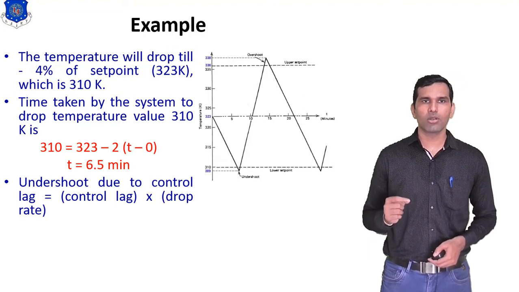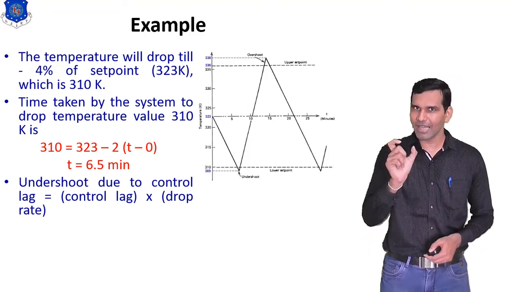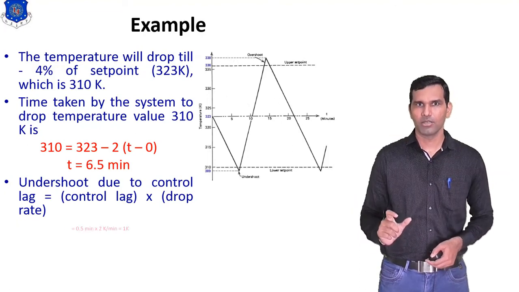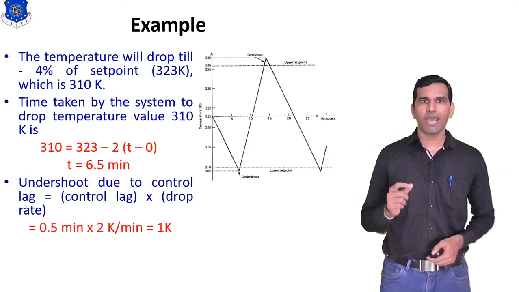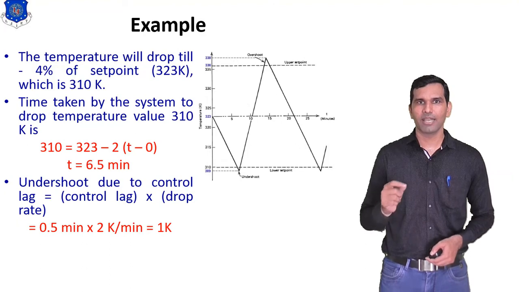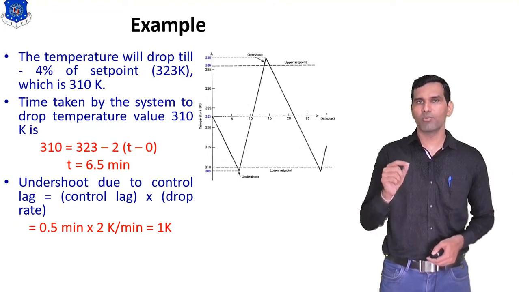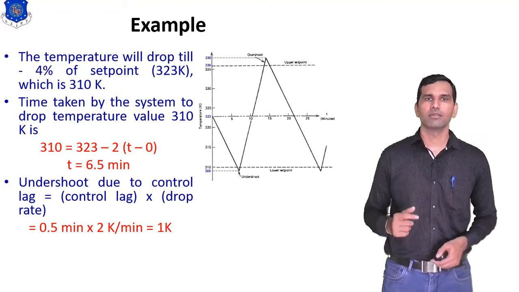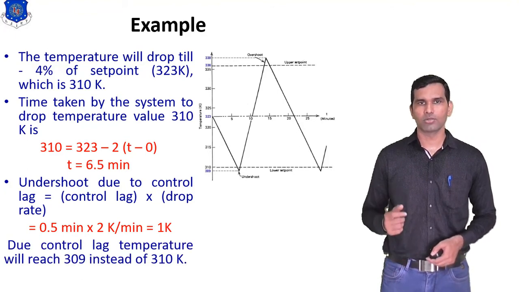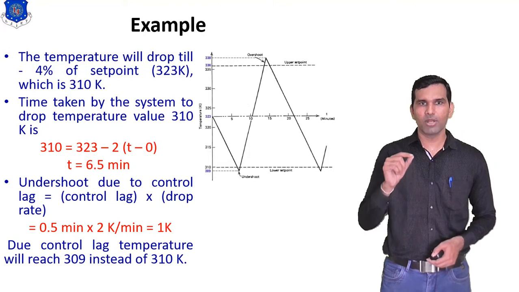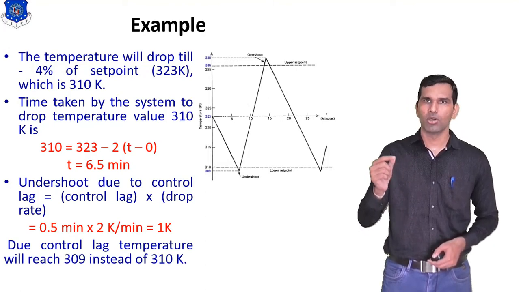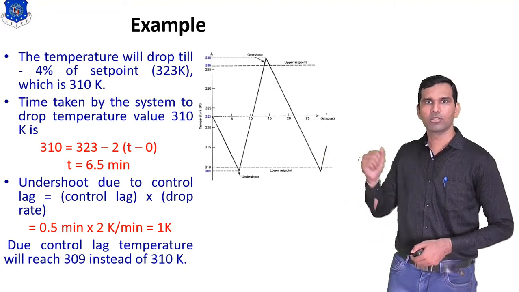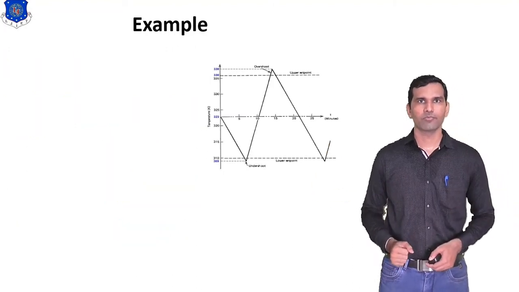Undershoot due to controller lag is equal to control lag into drop rate. So here control lag is 0.5 minute into drop rate is 2 Kelvin per minute. So we get 1 Kelvin. So due to control lag, temperature will reach 309 instead of 310. You can see in the graph 309.